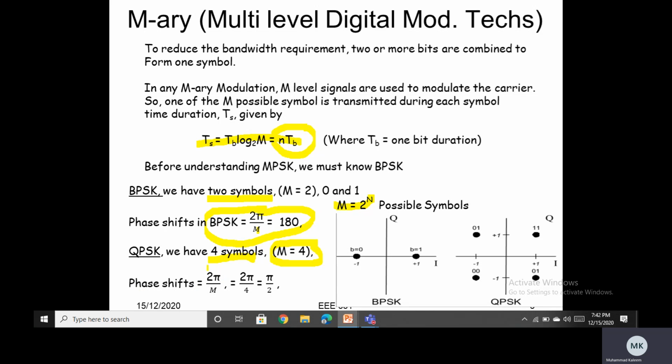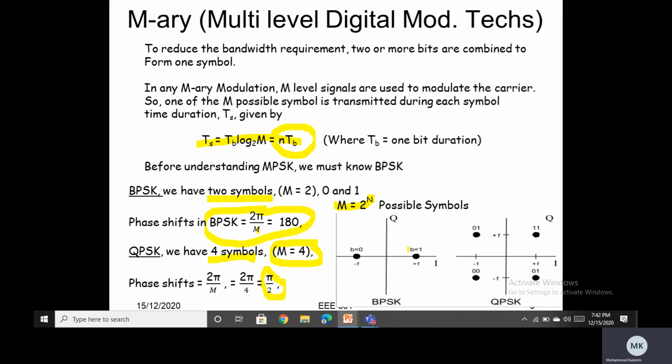We have 2 pi phase to work with. So 2 pi divided by M. M in QPSK is 4. So 2 pi by 4. So the phase shift between all these 4 symbols will be pi by 2. This diagram at the corner shows the comparison between BPSK and QPSK.